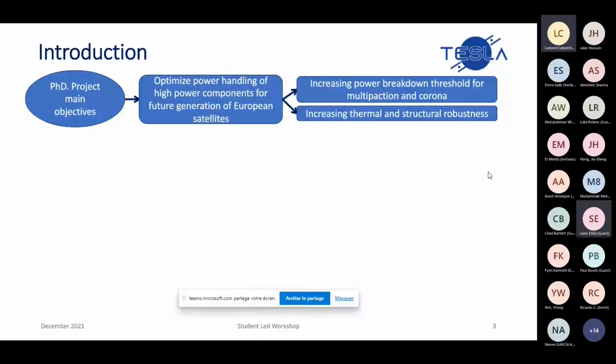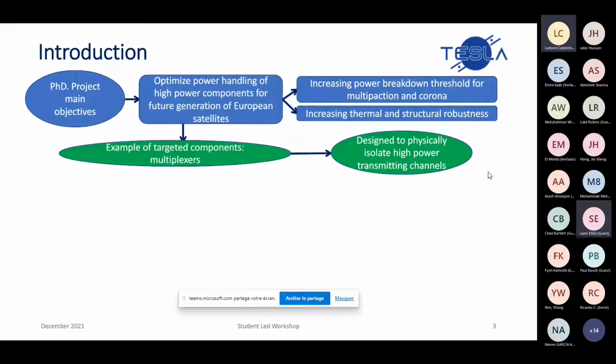It's basically related to the PhD project, for which the main objective, in my case, is to optimize the power handling of high power components for the future generation of European satellites. This includes increasing the power breakdown threshold for multipaction and corona, and also increasing the thermal and structural robustness of the high power devices. One of the targeted examples is multiplexers, which are designed to physically isolate high power transmitting channels in satellite payloads.